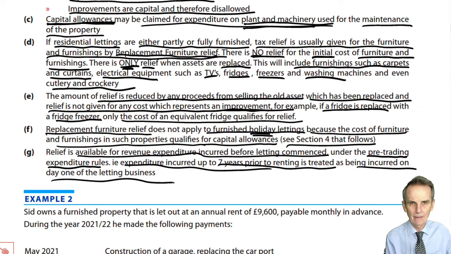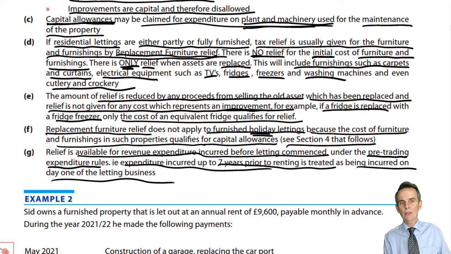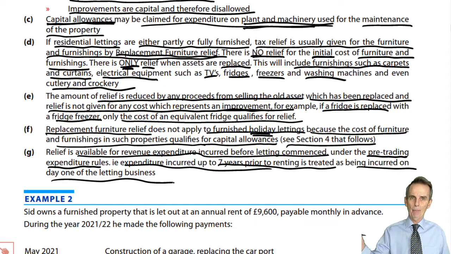You're going to see, as in real life, stuff that's been incurred in the weeks and months leading up to the letting of that particular property. But just because it was paid for prior to actually starting to let that property out and income being derived, it's not a problem. That is still going to be an allowable expense.